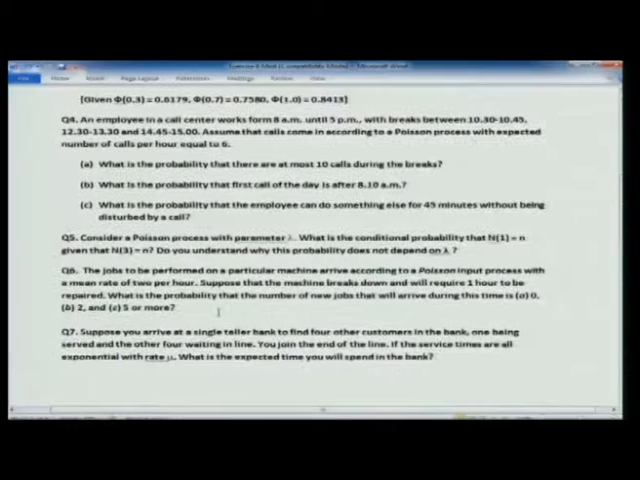Okay. Now, question 7: suppose you arrive at a single teller bank to find 4 other customers in the bank, one being served and the other 4 waiting in line. The statement is a little off, because here it should have said 5 people, but anyway 4 refers to the 4 people waiting in the queue, one is being served and you join the end of the line. So, you are the 6th person. If the service times are all exponential with rate mu, what is the expected time you will spend in the bank?